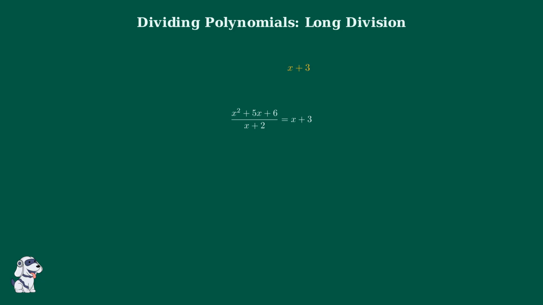Let's verify this by multiplying our answer back. To verify, x plus 3 times x plus 2 equals x squared plus 2x plus 3x plus 6, which simplifies to x squared plus 5x plus 6. This matches our original dividend, confirming our answer is correct. Polynomial long division follows the same pattern: divide, multiply, subtract, and bring down. With practice, this becomes a powerful tool for simplifying complex polynomial expressions.